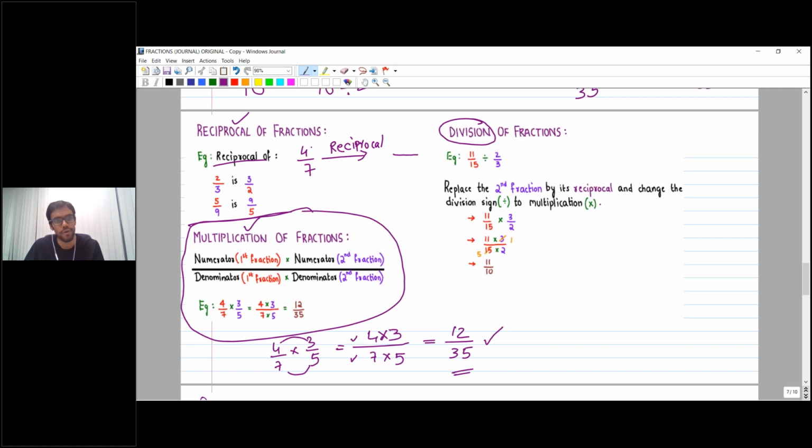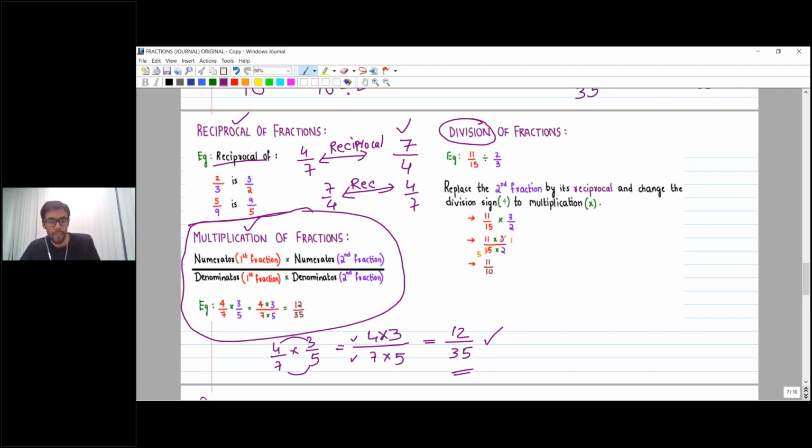What is the numerator here? 4. What is the denominator? 7. I will interchange the numerator with the denominator. So if I write them in reverse order, I get 7 by 4. So this is the reciprocal of 4 by 7. The reciprocal of 7 by 4 would be my original number again. If I reverse the numerator and denominator of 7 by 4, I get 4 by 7. So you get reciprocals by interchanging the numerators with the denominators.